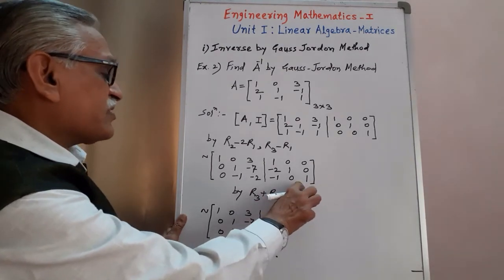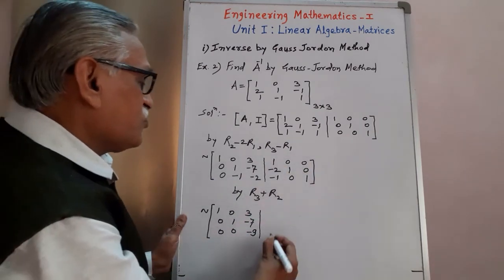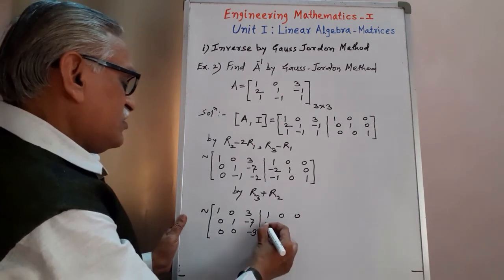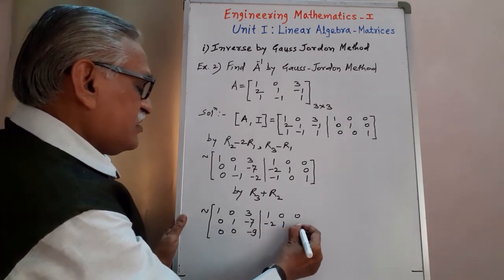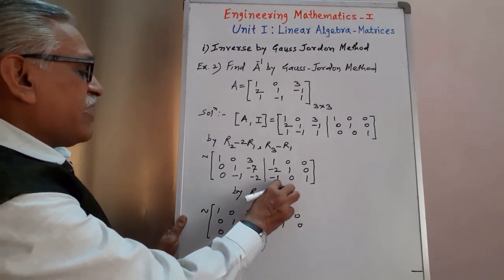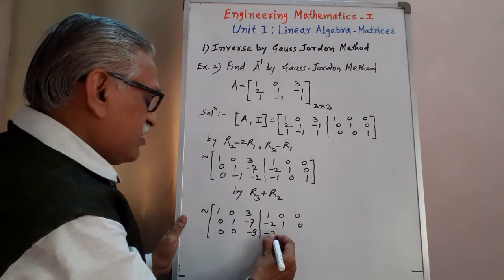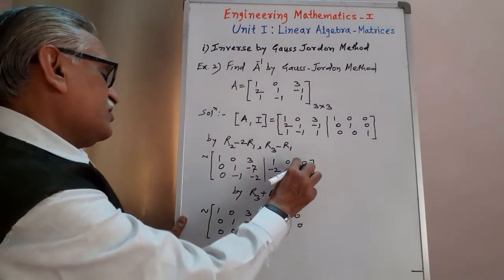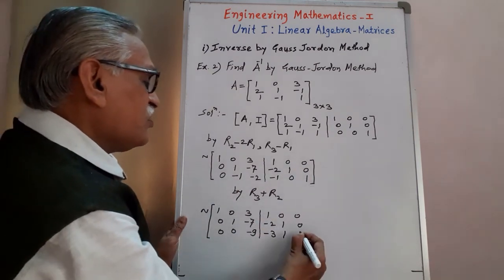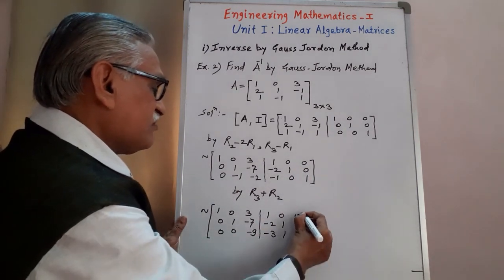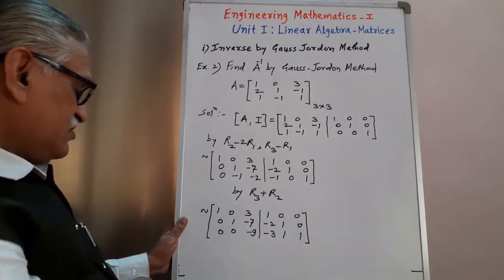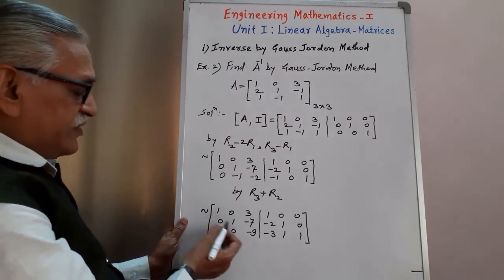Same way to apply on this matrix also. First 2 rows no change, 1 0 0, minus 2 1 0. Then applying this R3 plus R2, minus 1 minus 2 we get minus 3, 0 plus 1 we get 1, 1 plus 0 we get 1. Okay.